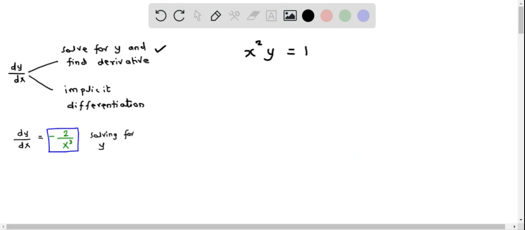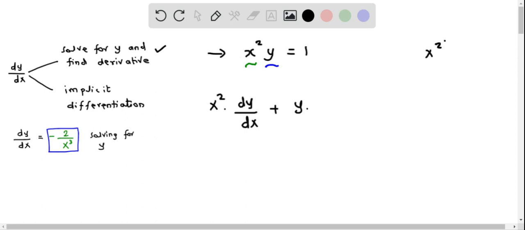We now find dy by dx by doing implicit differentiation of this expression. So here we have to use the product rule. So I'm going to consider this x squared as the first term and this y as the second term. So when we apply the product rule, we write the first term and then multiply with the derivative of y with respect to x, which is dy by dx. We then put the second term, that is y, and then multiply this with the derivative of x squared.